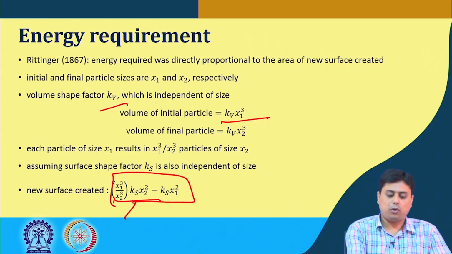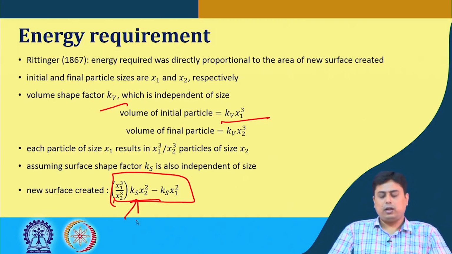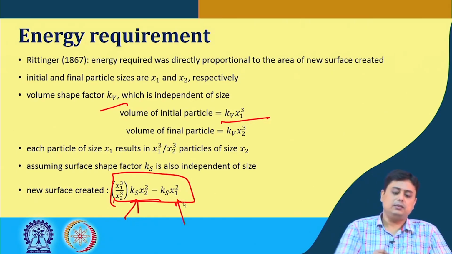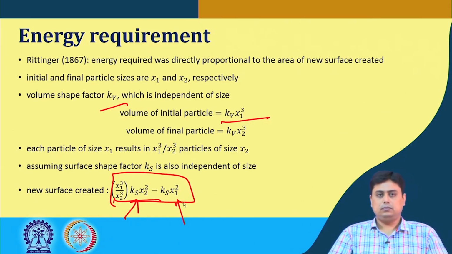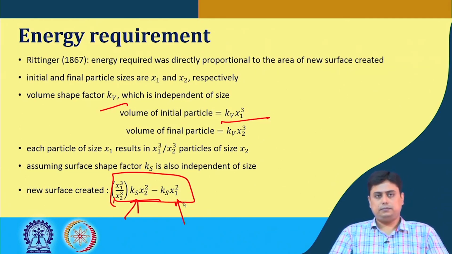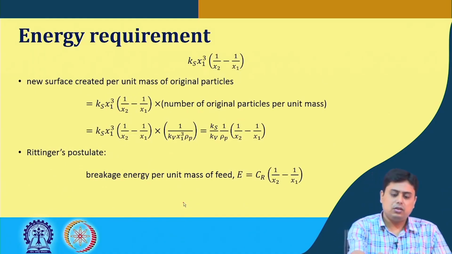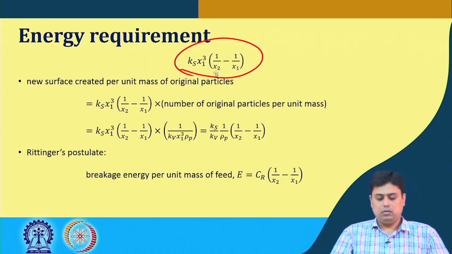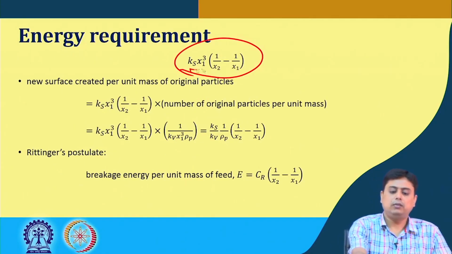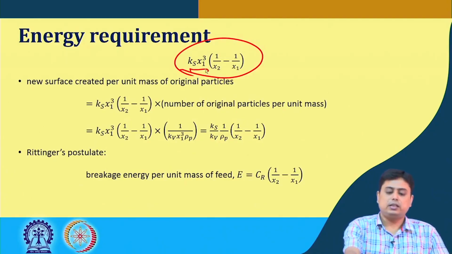The x2 is the size of the newly created product, the final particle size, and x1 is the initial particle size. So, the surface area created is this expression. Now, this can be rearranged to be written in this form. This x1 cube, if we take that in common, it results in this expression.